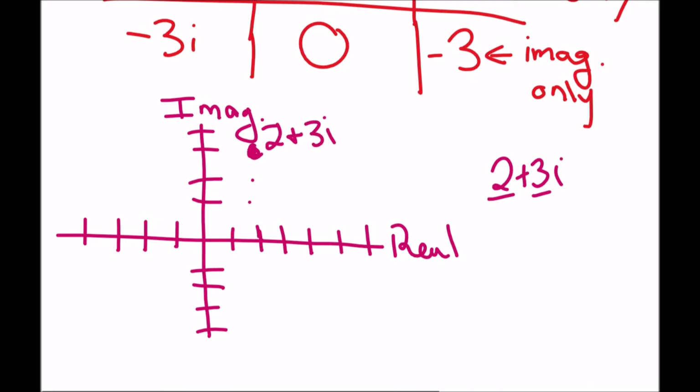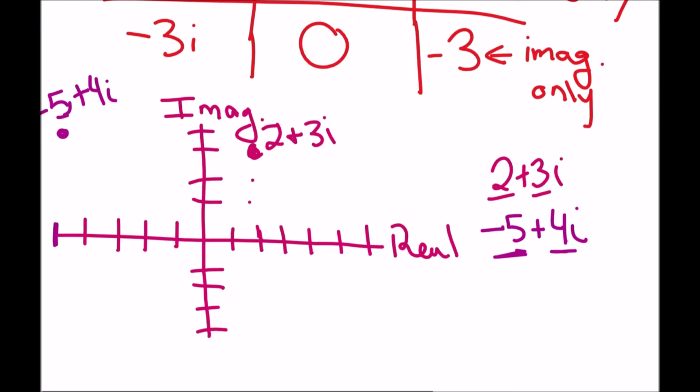Let me switch colors and we'll do another example. So we want to graph negative 5 plus 4i. Well, we go on the real and then imaginary. So our real is going to be 1, 2, 3, 4, 5. There's a fifth one out here. And then we go up 4. So our point is going to be right here. And this is negative 5 because we went negative in the real axis direction. And then we went positive for the 4i.